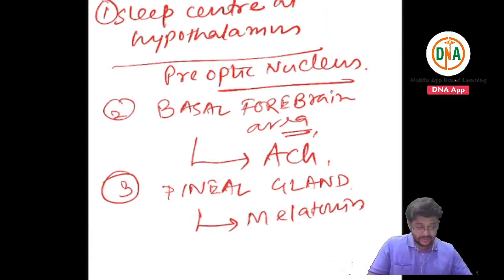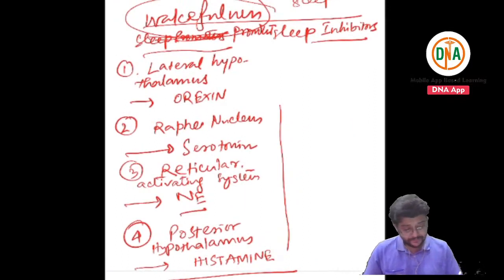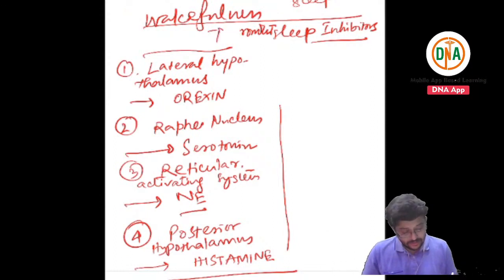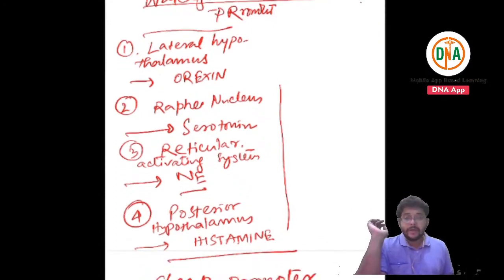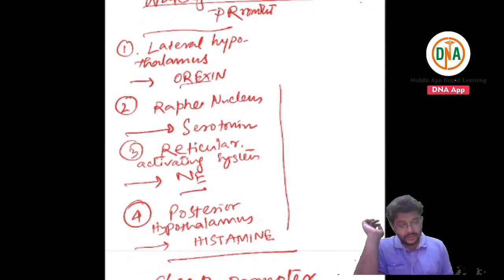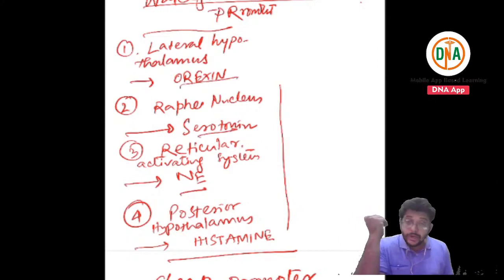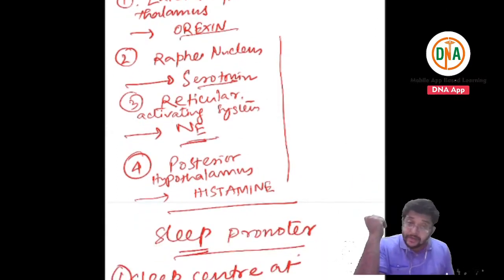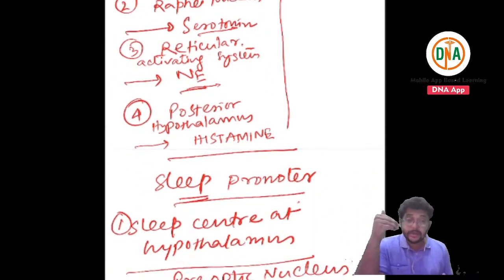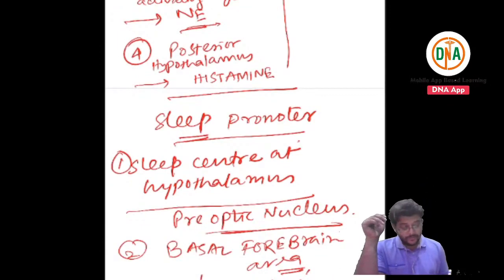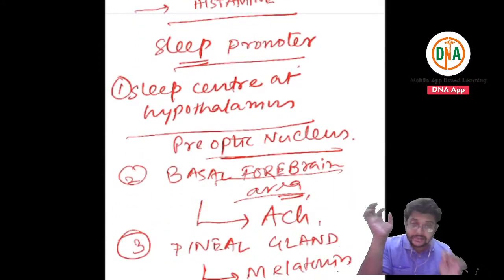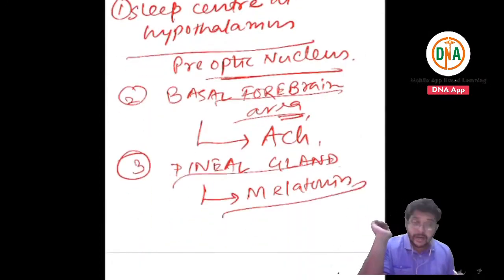So let me summarize about this one. First, this is wakefulness promoter or sleep inhibitors. Lateral hypothalamus, orexin, it will keep you awake. Serotonin, it will keep you awake. Norepinephrine, it will keep you awake. And histamine, it will keep you awake. And sleep promoter, it will make you sleepy. Preoptic nucleus and basal forebrain area, acetylcholine, and pineal gland, this is melatonin.